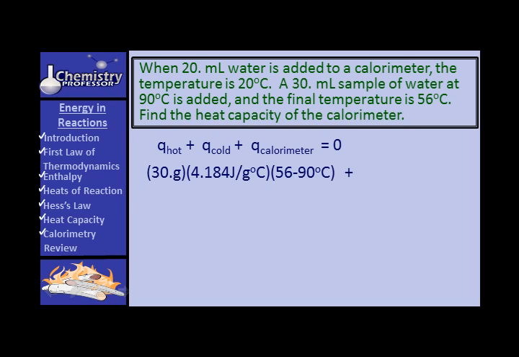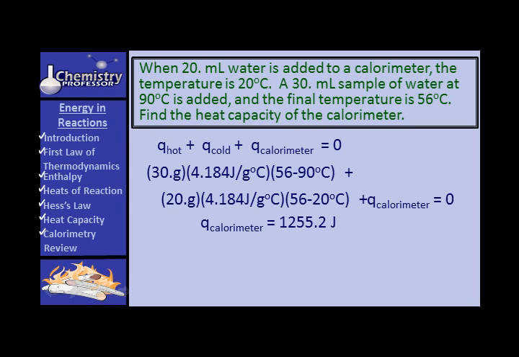Now let's go to the Q for the cold water. Well, the cold water is going to be 20 grams times 4.184 joules per gram degrees Celsius times 56 minus 20 degrees Celsius. So that is the heat then that is absorbed by the cold water. And then, of course, you have the Q for the calorimeter, and that is equal to 0. Now stop this for a minute and work it out. When I worked it out, I came up with the Q for the calorimeter being 1,265 joules.